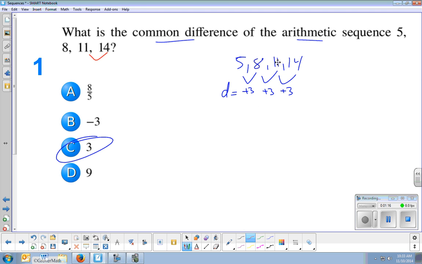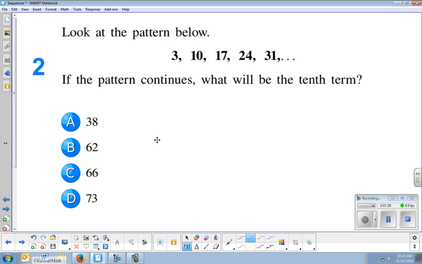You could just subtract a term minus the one before it: 11 minus 8 gives you 3. A lot of times you can just tell, but with the more complex ones, you want to subtract any term minus the previous term. So in this case, the answer is 3. Now look at the pattern below. If the pattern continues, what will be the 10th term?